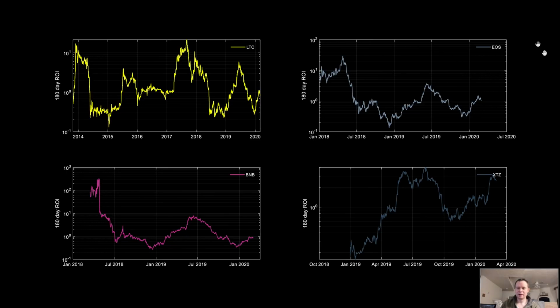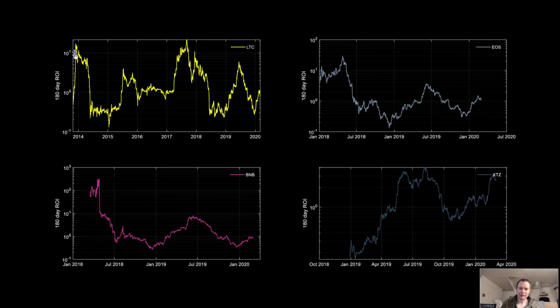You can see that on EOS, the 180-day ROI is certainly decreasing in a sense in terms of its volatility, peaking at around 30x, and then the next time it was around 3 to 4x, and then the next time it was around just over 1x. So you can see how different coins show different patterns, whether it's a decreasing one or one that just shoots back up to what it was before.